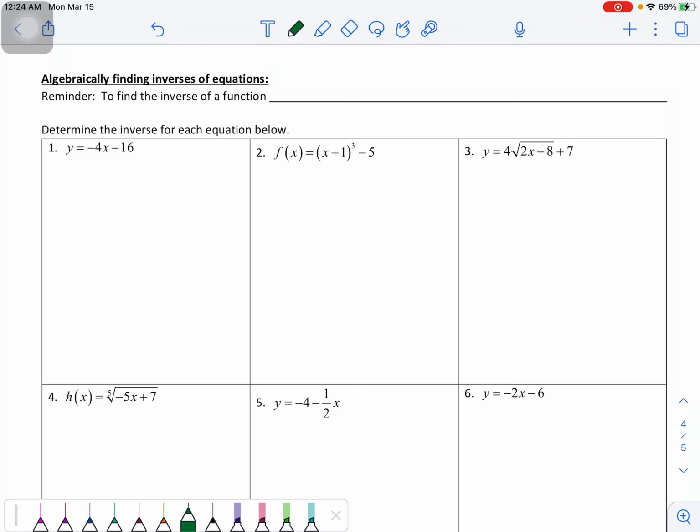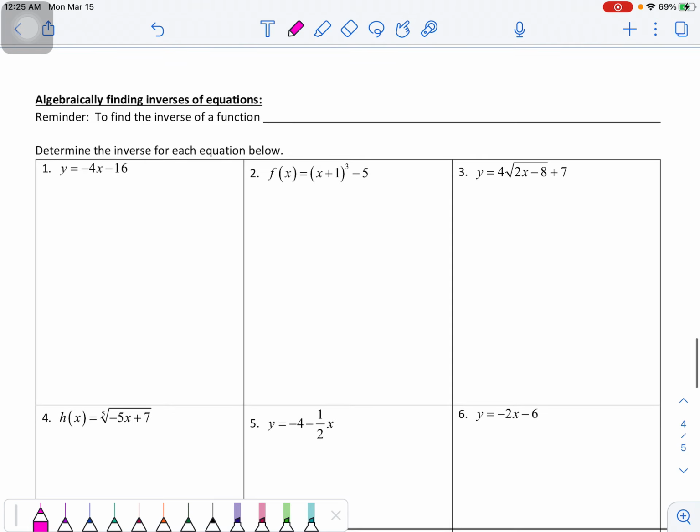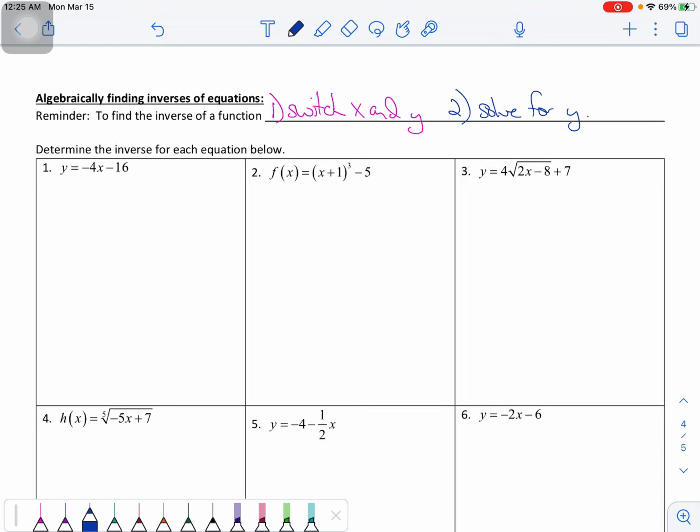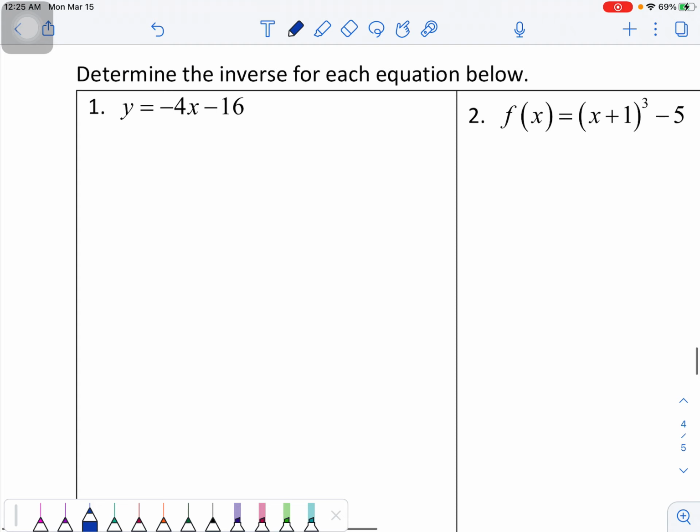So this video is going to be all about algebraically finding inverses of functions. So remember, to find the inverse of a function, you're going to do this in two steps. Step one, switch x and y. And then step two, solve for y. Okay, so we're going to jump right in.